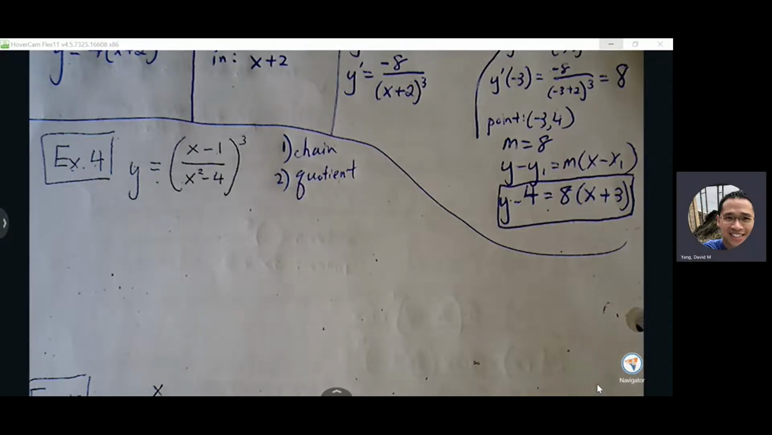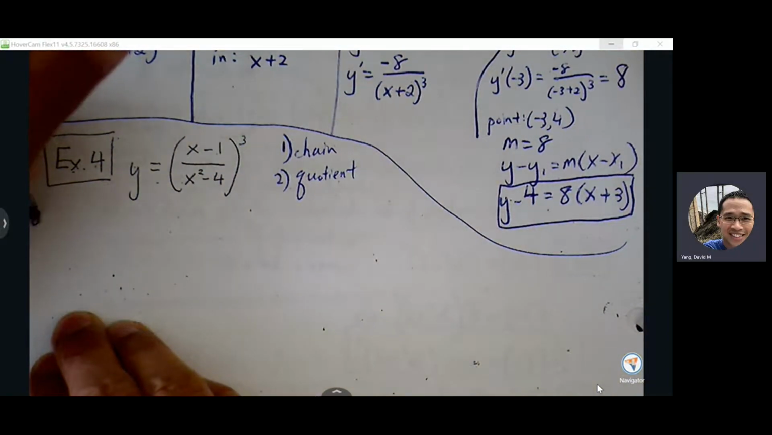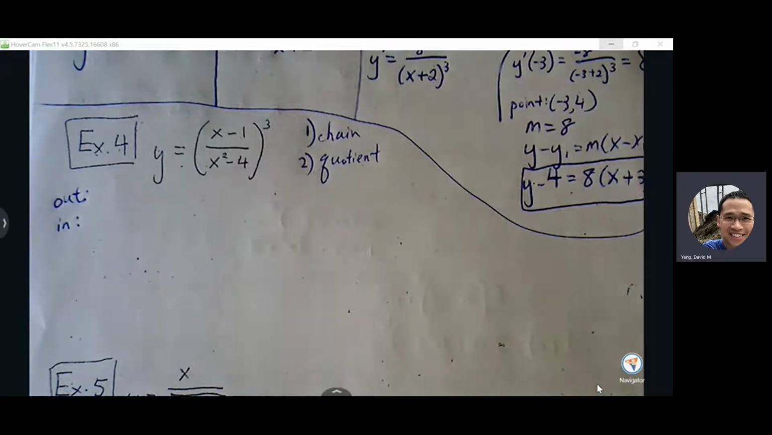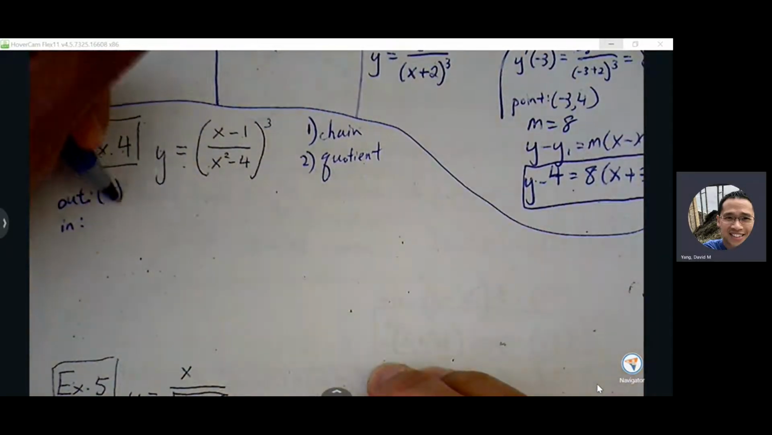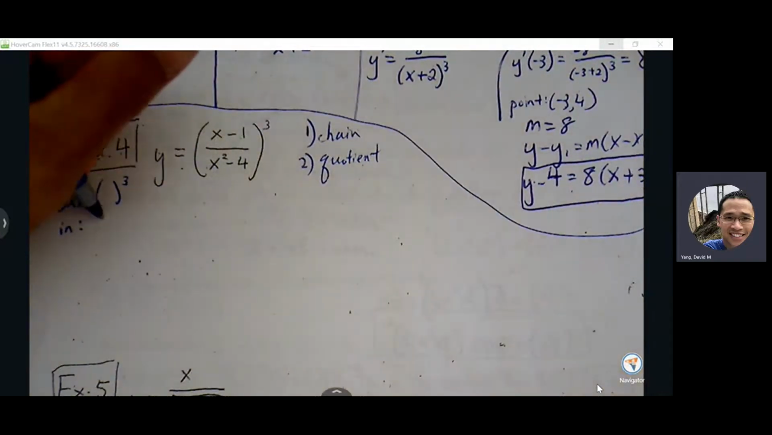All right, so chain rule first, which means we want to identify the outside and inside portions first. What's the outside portion? Parentheses, yep, to the third power. The inside function is what we see with the fraction.